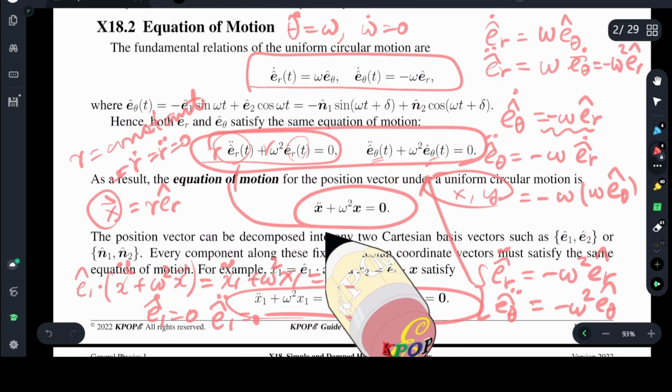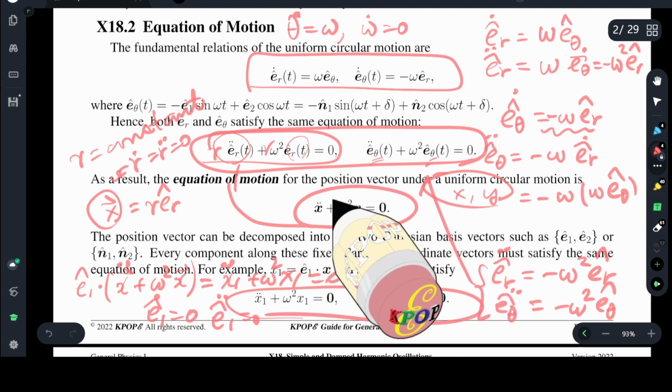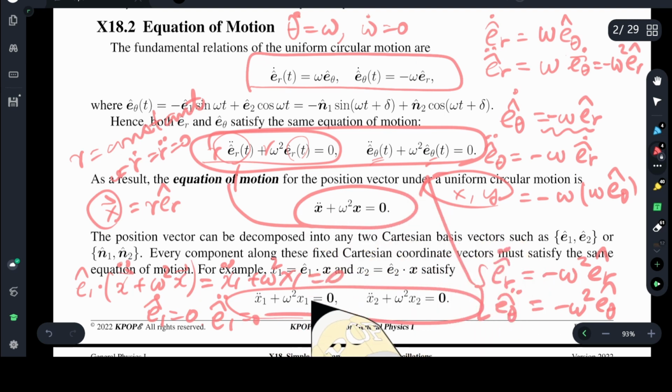So what we have done is we have made a projection onto each of the Cartesian coordinates. Because it is a two-dimensional problem, I have projected the x component and y component separately, but both of them satisfy the same kind of equation of motion. This is a simple harmonic oscillator.